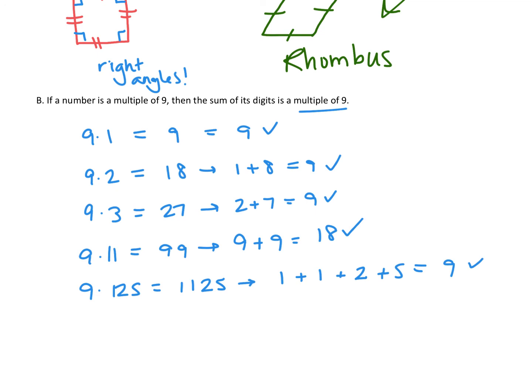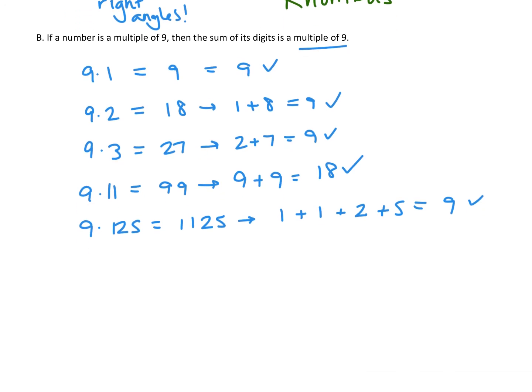We have not come up with a counterexample. So we could sit here and try multiples of 9 for the rest of our lives to see if this worked or not. But we came up with 5 examples that support the conjecture. So what we'll say is that the conjecture is true for the 5 cases tested. Yeah, we're showing it's true for these 5 cases. We can't necessarily say it's true for every single multiple of 9, but we can say that the conjecture is true for the 5 cases tested.